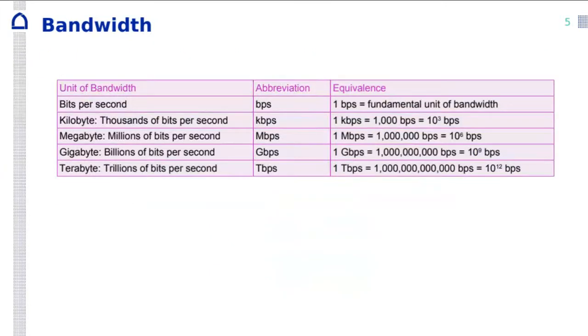So bits per second is the fundamental unit of bandwidth. Then we have kilobits per second, that's 1000 bits. Mega, 1 million bits. Gigabits is 10 to the power 9 bits per second. Terabit is 10 to the power 12 bits per second. You have to know these units, please. Any questions?